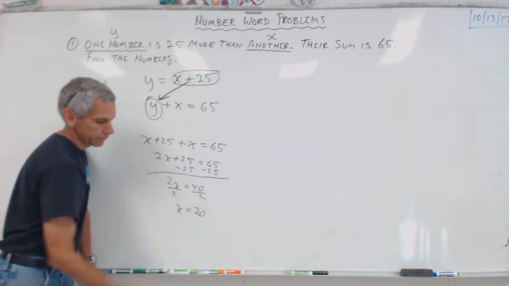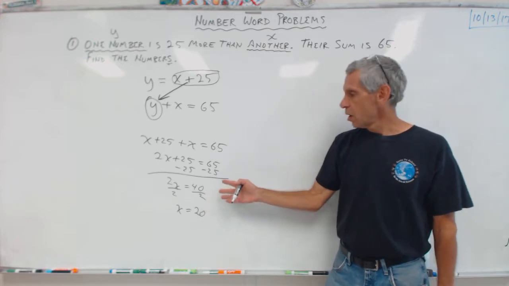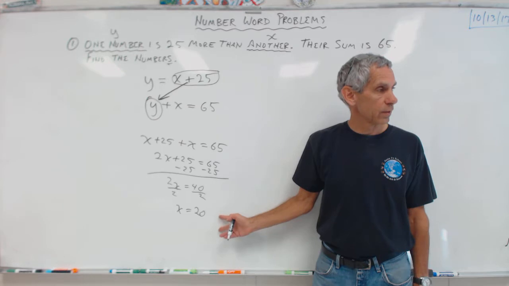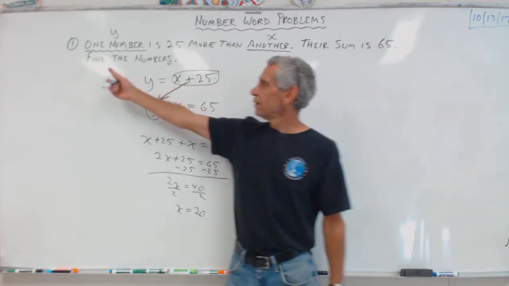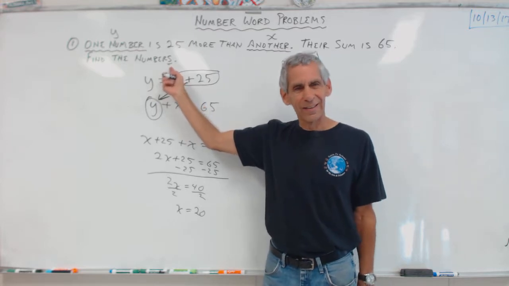X equals 20. Now, always with word problems, always after you get your answer, go back and read the question. What's the question say? Find the numbers. Oh, there's an S. Am I done?